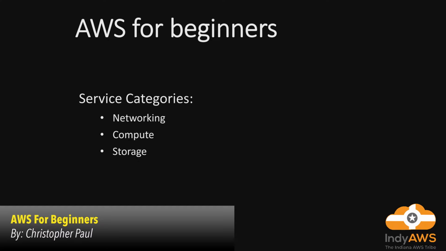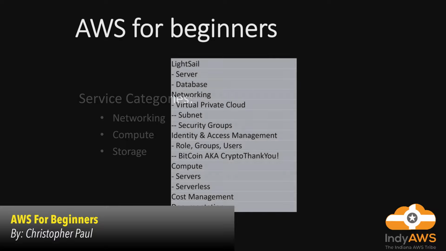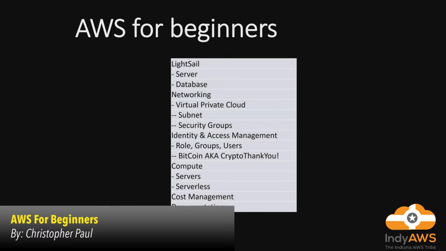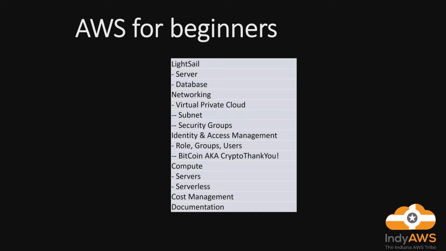So that's me. Anyway, we're talking about AWS for beginners. The 3 broad categories that Amazon has as services in this space are networking, compute services, and storage. A lot of services underneath that, and that doesn't even begin to talk about the wealth of value that they can add to an organization, but those are the 3.